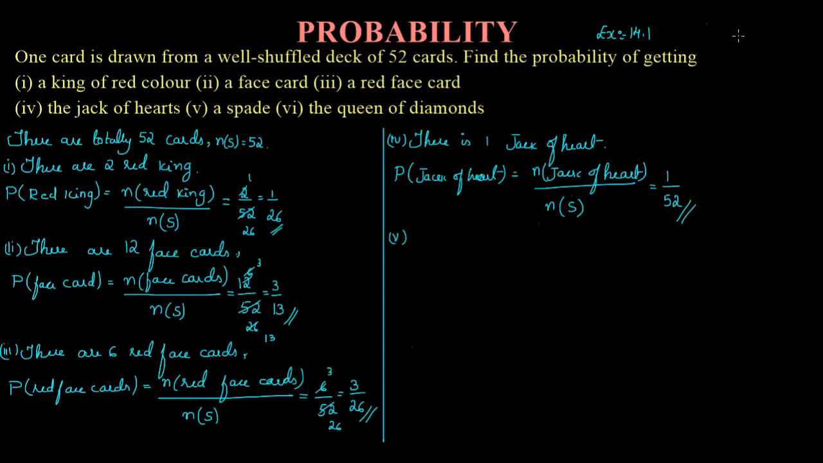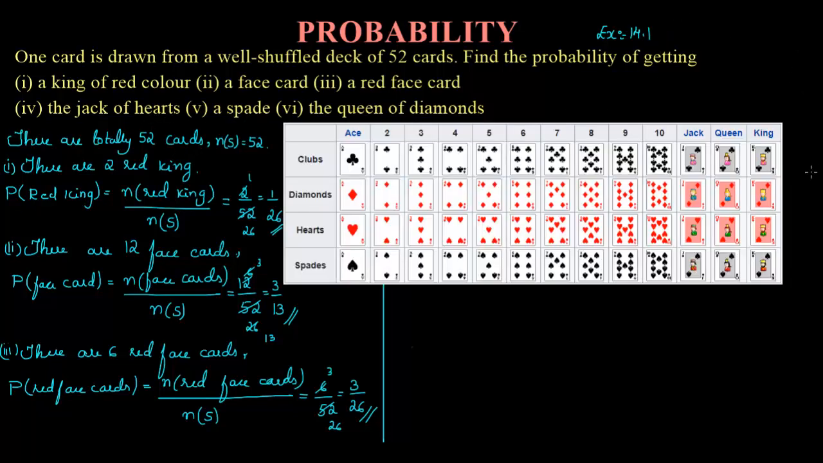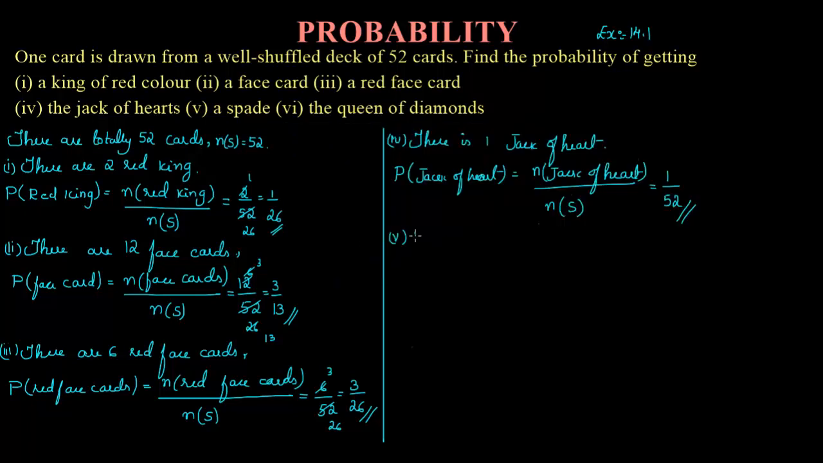A spade. Find the probability of getting a spade, they have asked you. So this is the row for spade, and they have said a spade, so you can take any card. Out of these spades you can take any spade. So from 1 to 10, then 11, 12, 13. So how many spades are present out of 52? There are 13 spade cards.